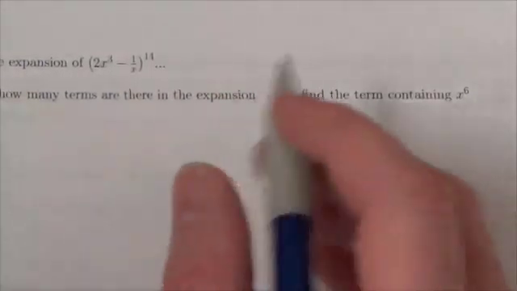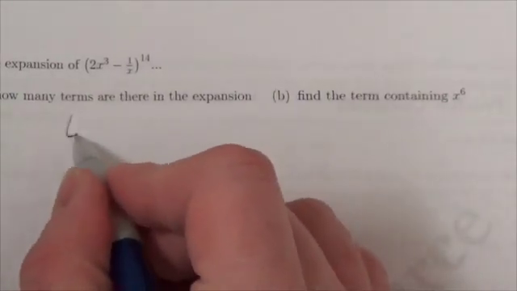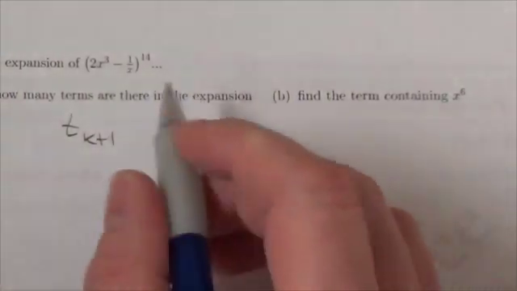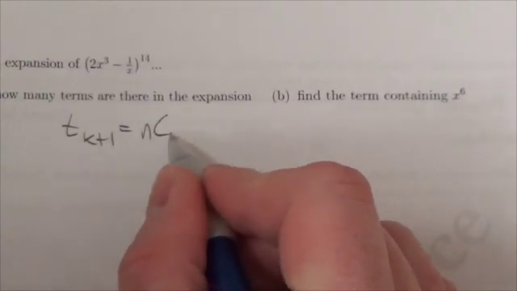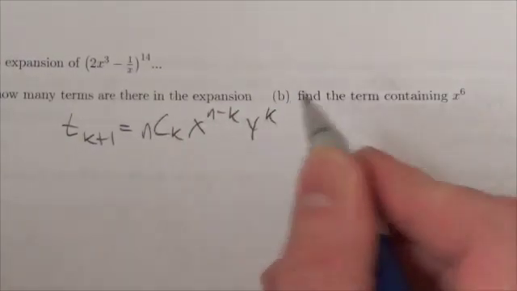Now it's really important to understand that there are a few different ways you can do this. But what I'm going to do is stay really close to the formula. I'm not going to worry about the first question here; we're going to focus on b. Remember that the general term of this expansion is going to equal n choose k, x to the n minus k, y to the k.